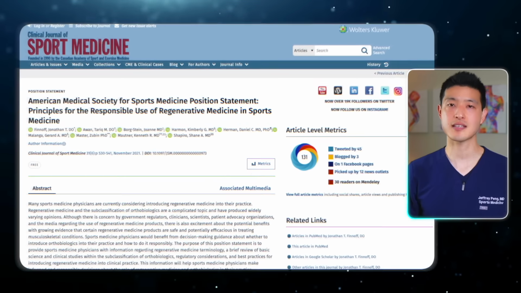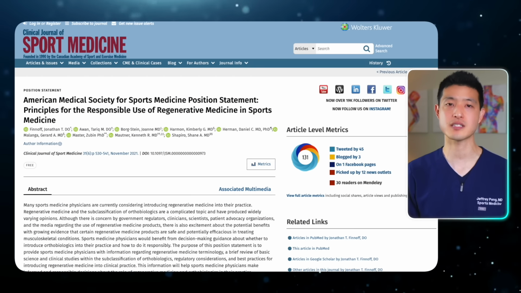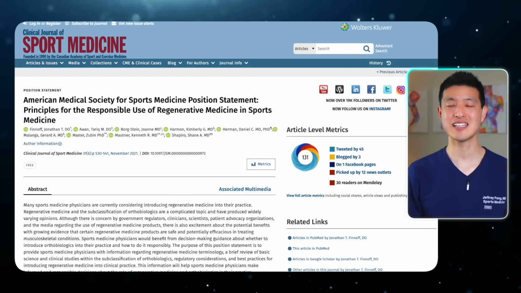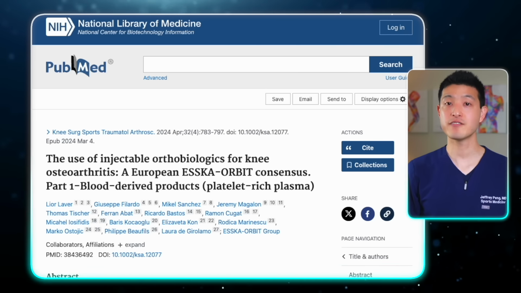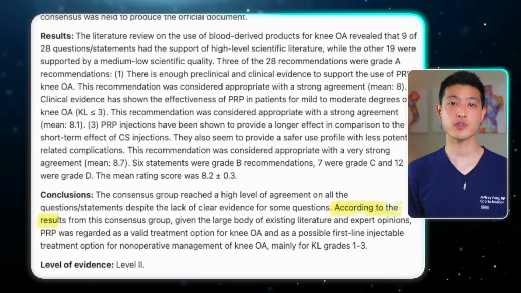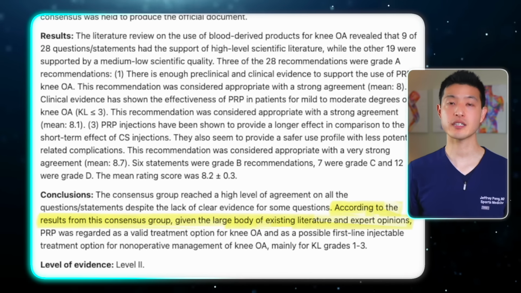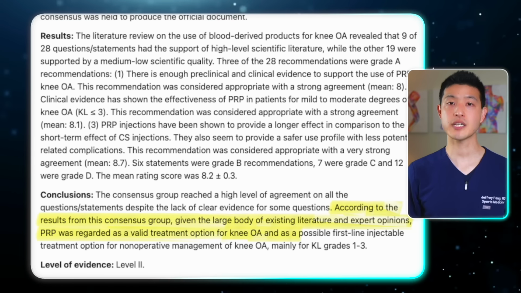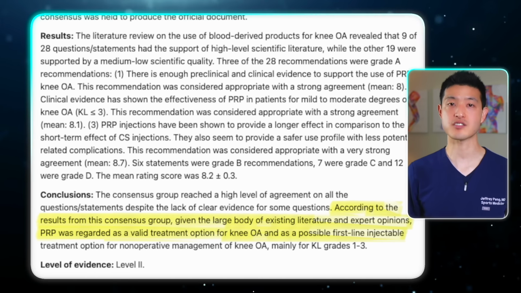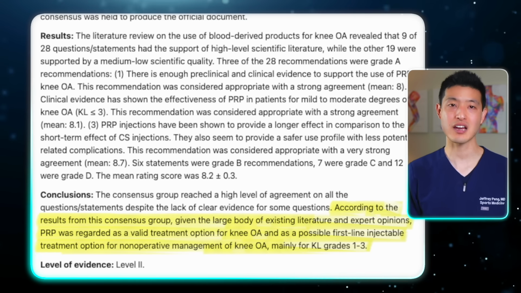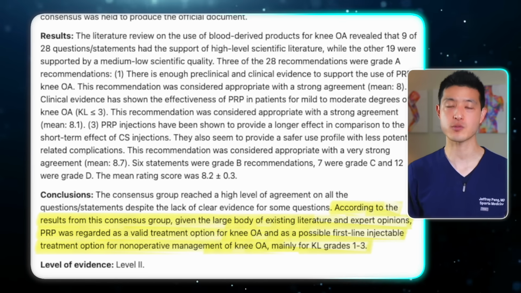All of this compelling evidence from clinical trials is further reinforced by leading medical organizations. Both the American Academy of Orthopedic Surgeons and the American Medical Society for Sports Medicine have acknowledged the effectiveness of PRP. They've released summaries and consensus statements highlighting PRP's significant benefits in reducing pain and enhancing joint function in knee osteoarthritis. A European society even put out a consensus statement that said, according to the results from this consensus group, given the large body of existing literature and expert opinions, PRP was regarded as a valid treatment option for knee osteoarthritis and as a possible first-line injectable treatment option for non-operative management of knee osteoarthritis.